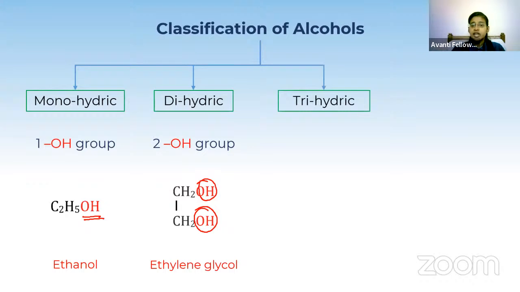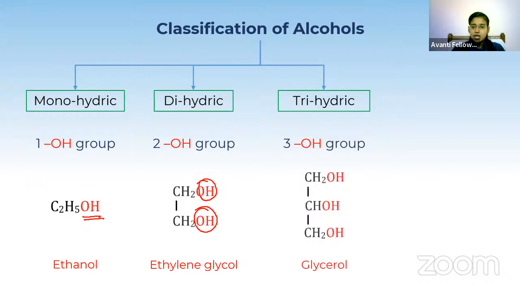Then the third classification is trihydric. Tri means three. So if three OH groups are present in one compound, then it is an example of a trihydric compound. So these are the three main classifications.